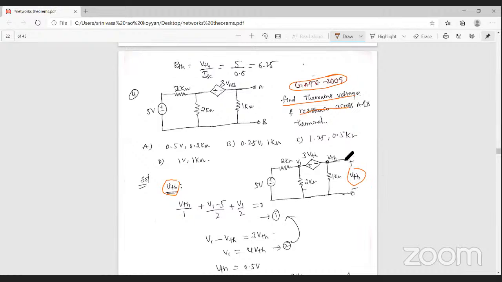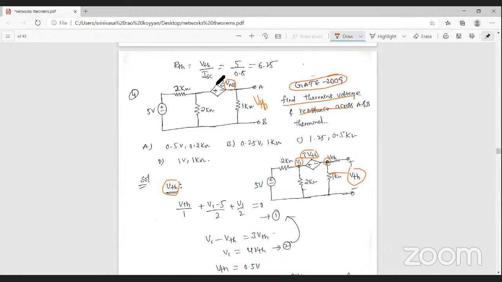Okay, so this VTH and the 1 kilo ohm are both in parallel. That's why the voltage at this node is Thevenin's voltage. Let's assume that the voltage at this node is V1. Then apply KCL at the V1 node and VTH. You can observe that the voltage source VTH is present here. We have to find VTH at the AB terminal, so VTH is the voltage across the AB terminal. That's why VAB is called VTH.